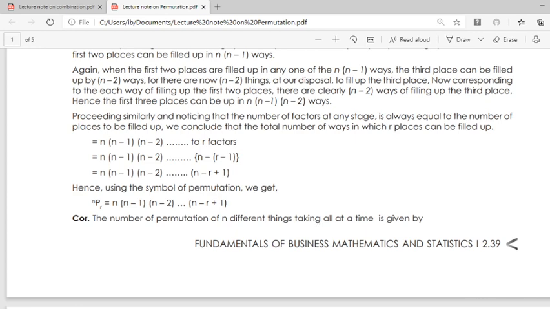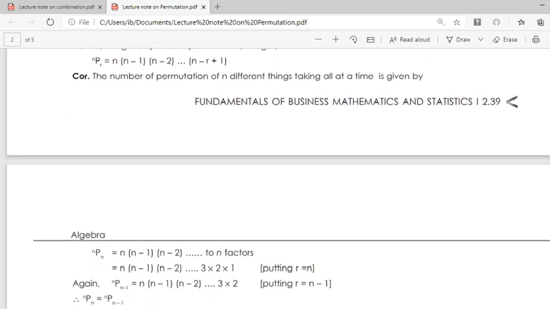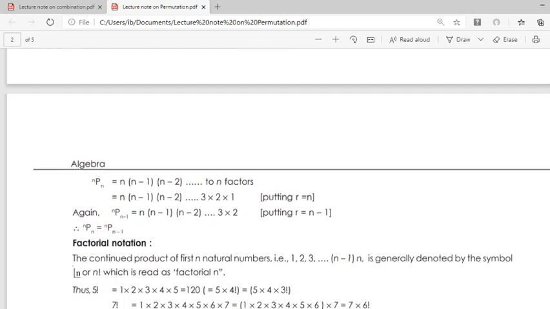Now, this is just a basic theory you just need to know in permutation: nPn is equal to n factorial. And nPn is equal to nP(n minus 1).